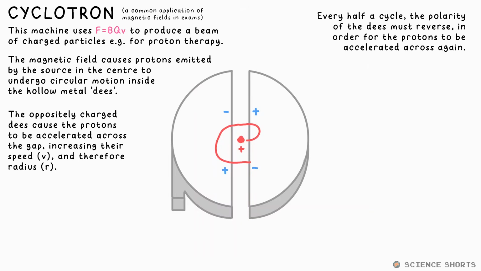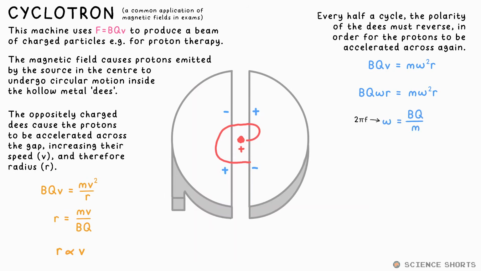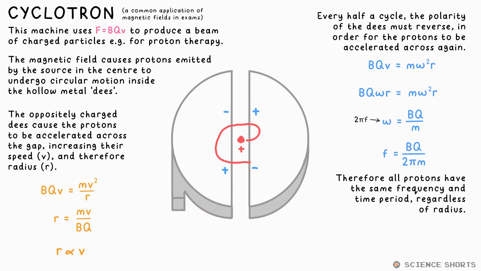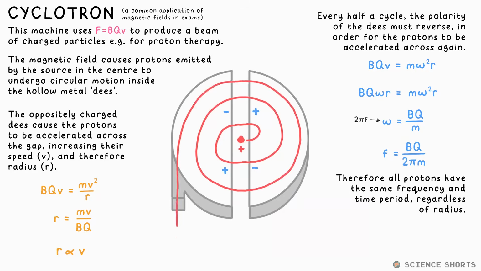In order for that to happen, we know that BQV or BEV equals m omega squared r. And replacing V with omega r and omega with 2 pi f, we find that r disappears and f equals BQ over 2 pi m. That means it doesn't matter how big the radius of the circle of a proton is, all the protons will have the same frequency and time period as they move in ever-increasing circles in the Ds. Eventually they spiral out, and that's how we get our beam.